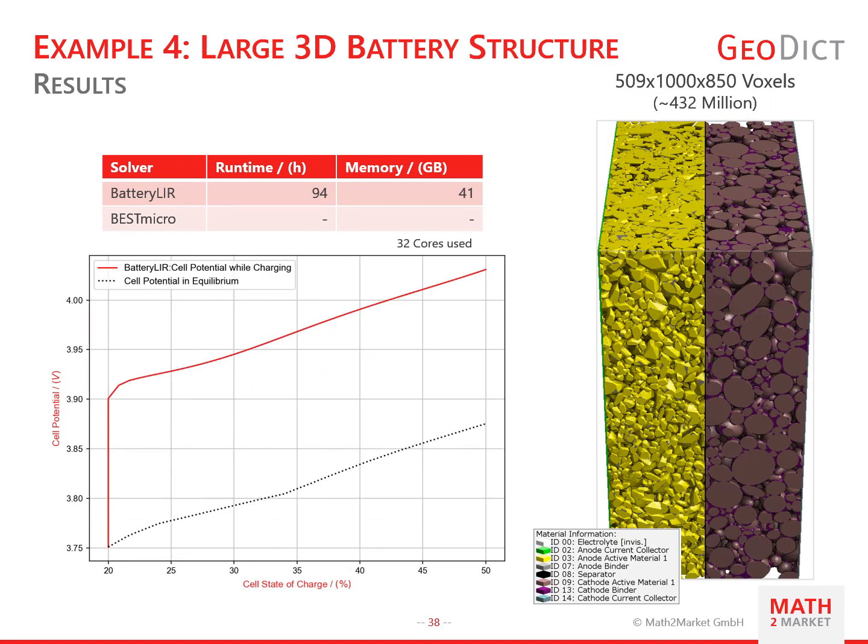This is now an example where the battery structure is so large that we cannot compute it with the BestMicro solver on our compute servers. The battery structure has 509 × 1000 × 850 voxels, or more than 400 million voxels. The BatteryLear solver needs around 4 days of computation for a charging simulation from 20 to 50%. And it just needs 41 GB of RAM. So you can simulate such a large battery on a small workstation easily.